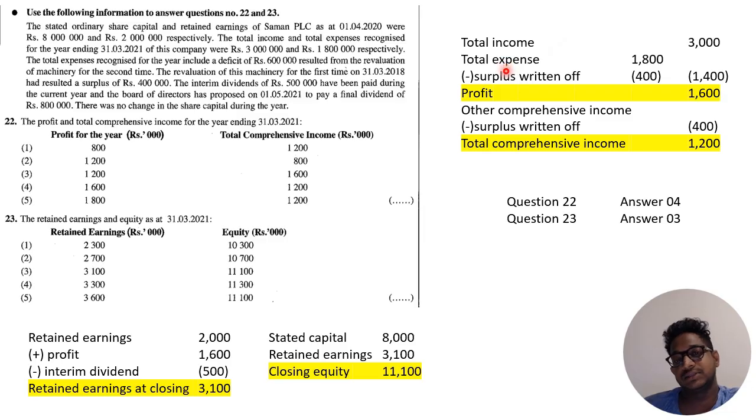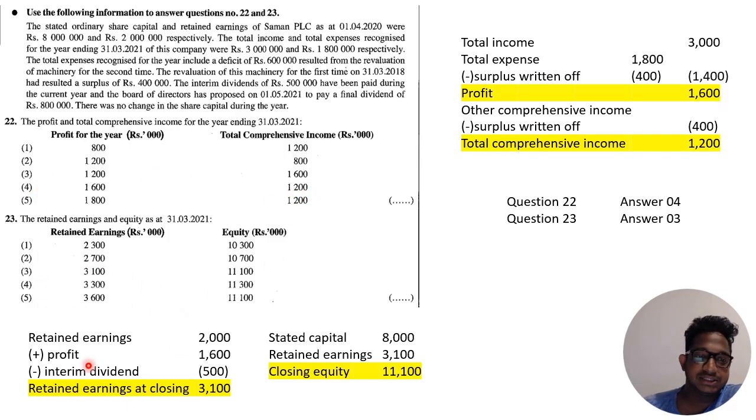So the total expenses included total deficit 600, but from that 600 you have written off last year's surplus. The last year's surplus written off you have to record under other comprehensive income here, 400. Right? So your total company income is 1,200. So the correct answer for question number 22 is answer number 4.